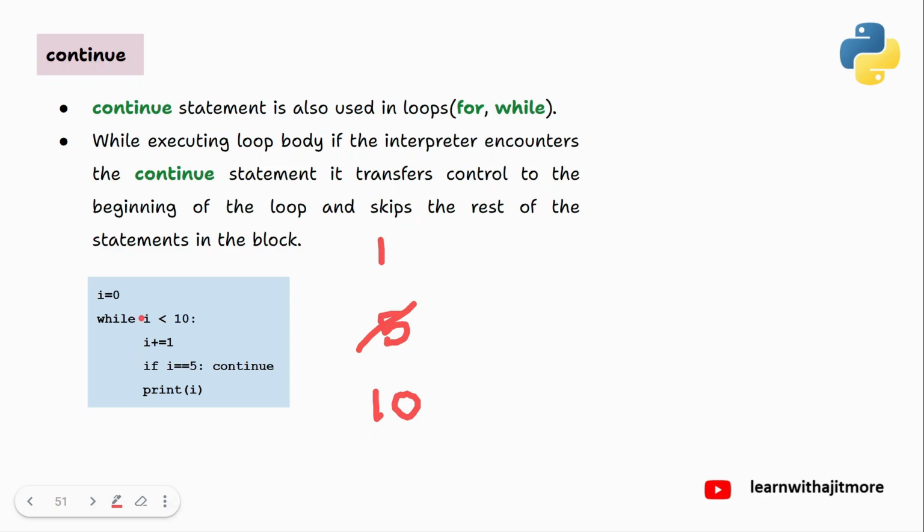Right, and no? Look, when the last value is 9, 9 is less than 10, yes, so it will make 10. Is 10 equal to 5? No. It will print that 10. After printing 10, it will come here. Is 10 less than 10? No, false, stop.